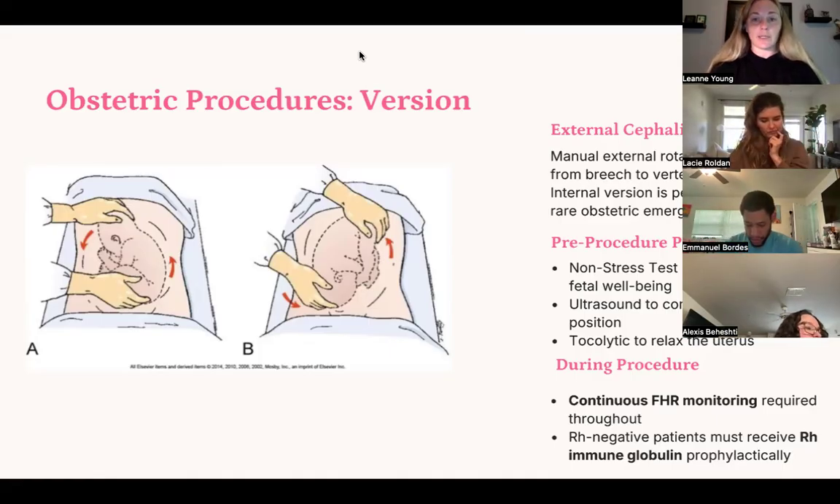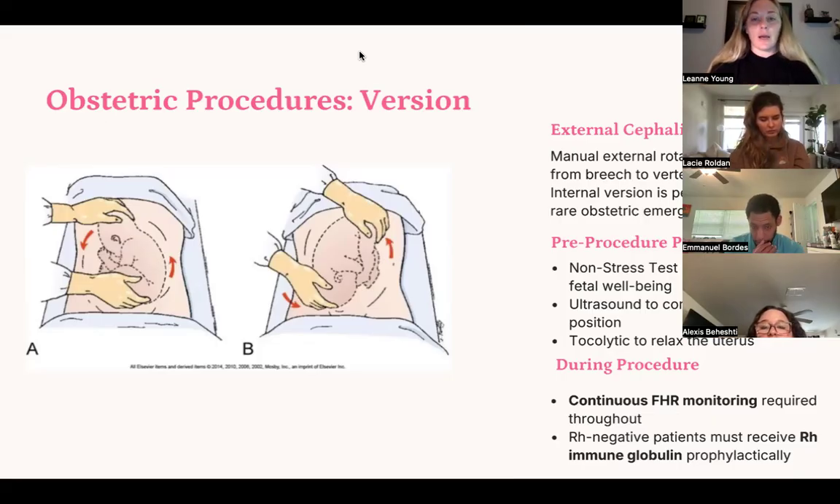We cannot perform a version on a full term infant because there's not enough space in the uterus to rotate the baby at that point in gestation. Typically you see these versions take place somewhere between 34 and 36 weeks of gestation.